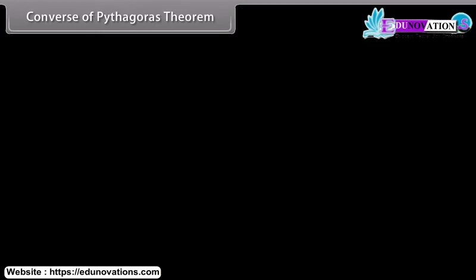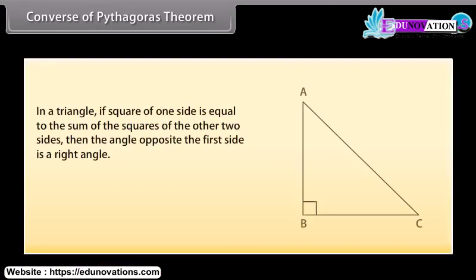Converse of Pythagoras theorem. In a triangle, if the square of one side is equal to the sum of the squares of the other two sides, then the angle opposite the first side is a right angle.